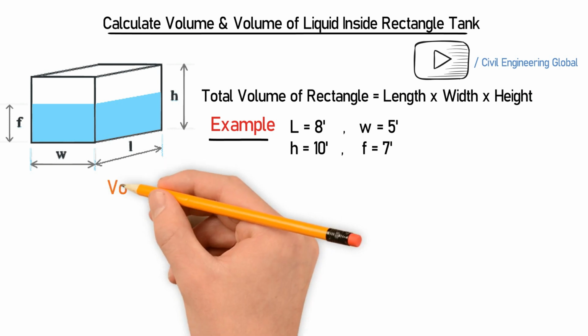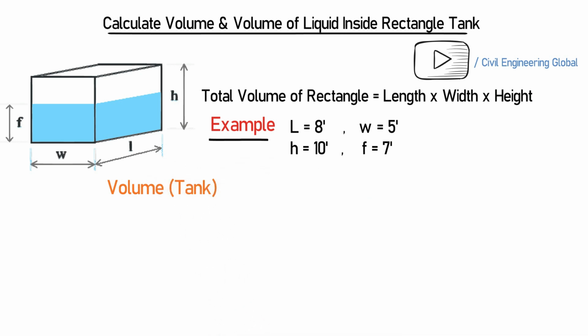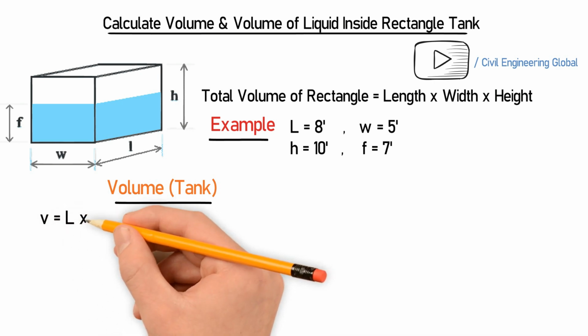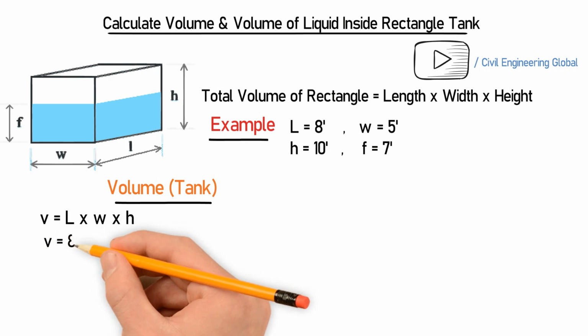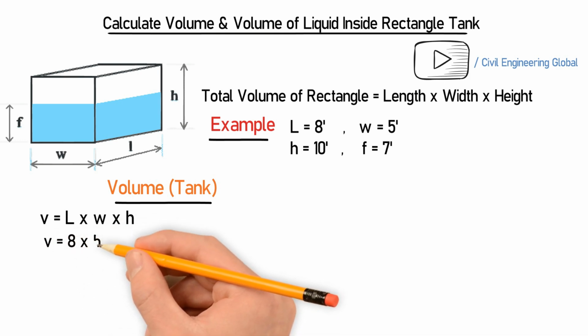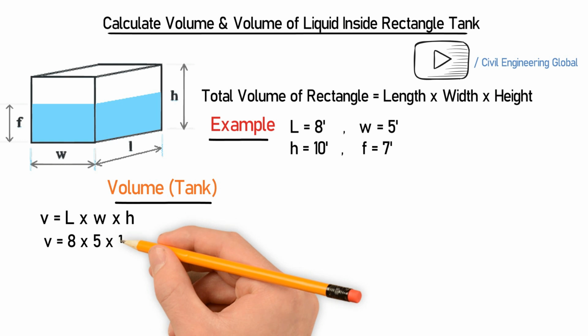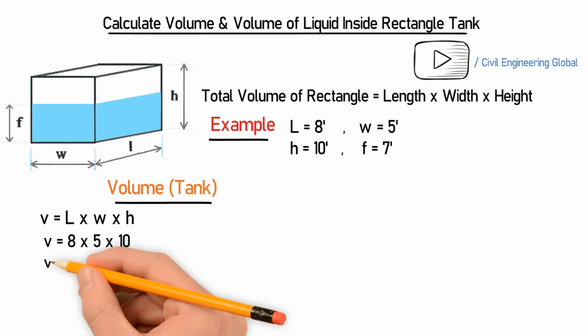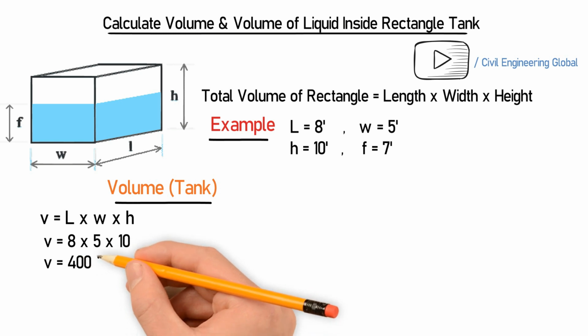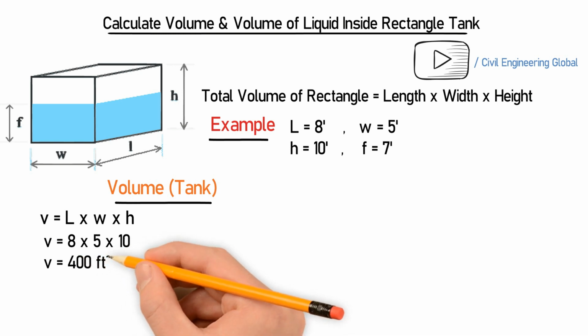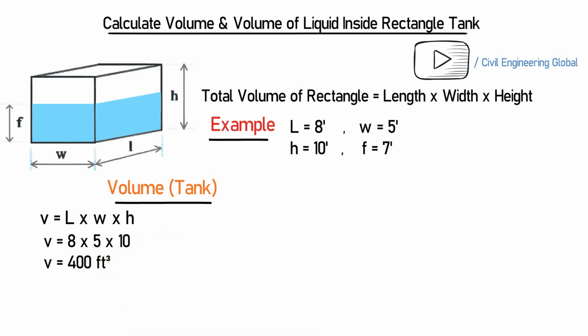Let's calculate the volume of the tank. So for the volume of the tank, V is equal to L multiplied by width multiplied by height. So V is equal to 8 multiplied by 5 multiplied by 10. This will give you the volume equal to 400 cubic feet. So this is the volume of the tank.